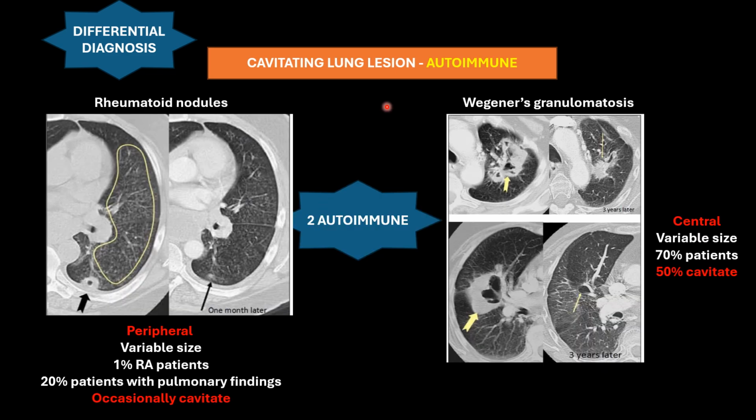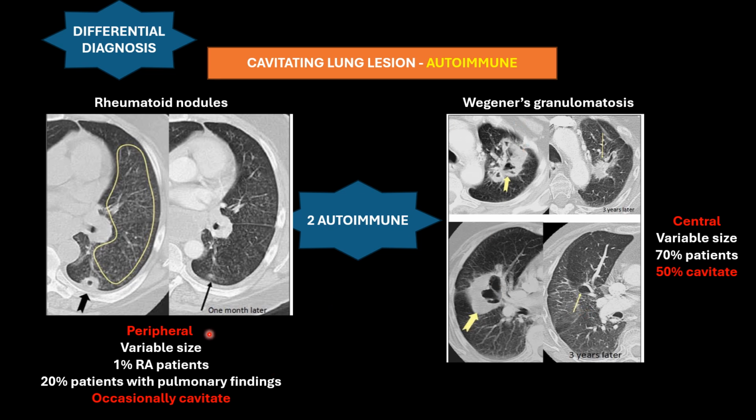Next is autoimmune. In autoimmune, there are two important conditions, namely Wegener's granulomatosis and rheumatoid nodules. To differentiate between these two, let's see the images first. So there will be a soft tissue nodule which can show cavity, and the good thing about autoimmune is that with adequate treatment, it completely dissolves, or at least the soft tissue component of the lesion totally dissolves, and there will be only a small bulla or cyst which will be residual over a period of time. So this shows excellent response to treatment.